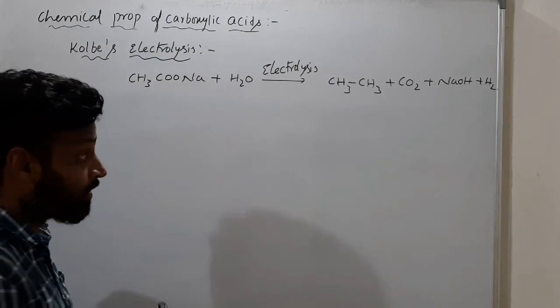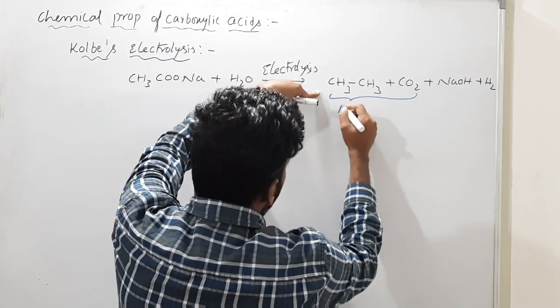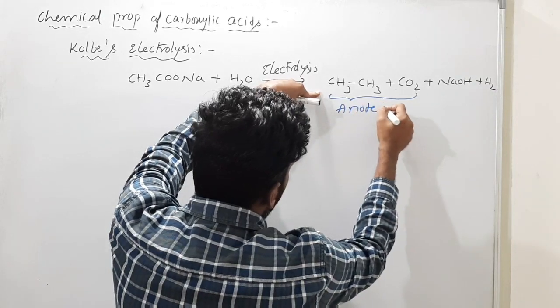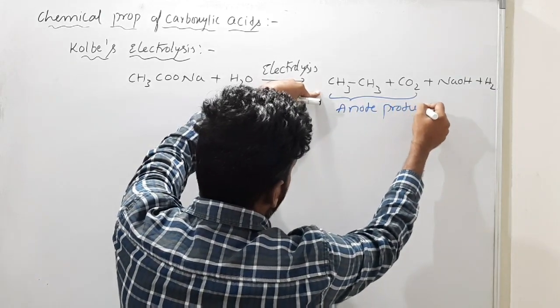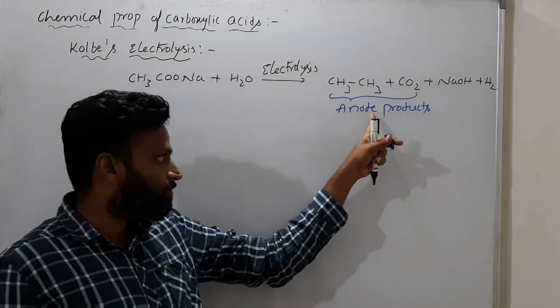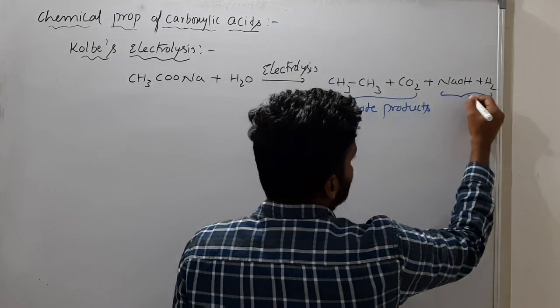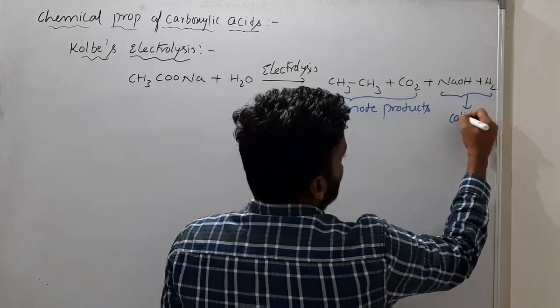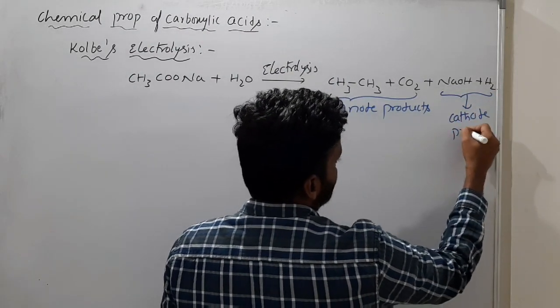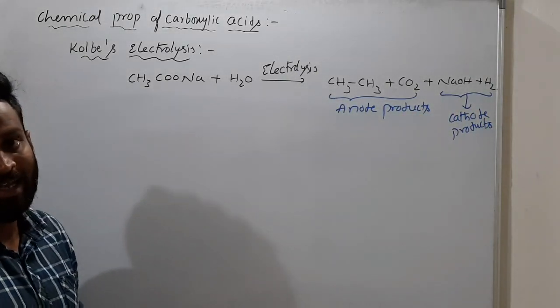Which are the anode products? CH3-CH3, that is ethane, as well as CO2 are the anode products. And NaOH and H2 are the cathode products. So, anode products and cathode products.